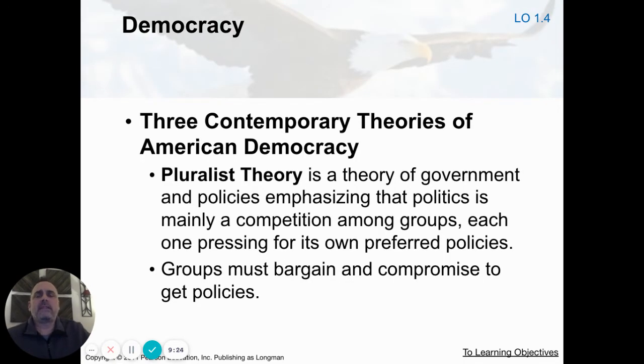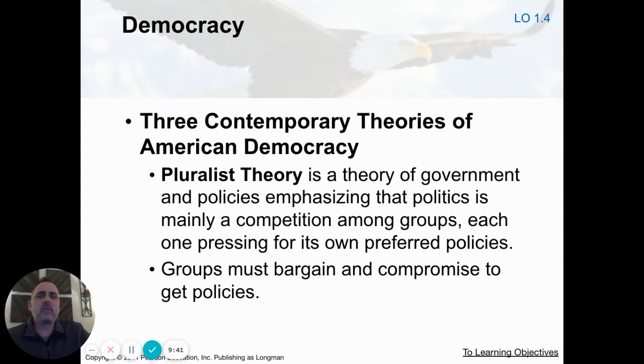So this is one of those things that's going to pop up over and over again in AP American Government and Politics. These are the theories of American democracy. We're going to hear these theory names over and over again, so it's a good idea to learn them right now. The first theory is the pluralist theory.